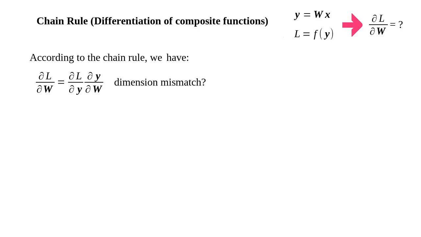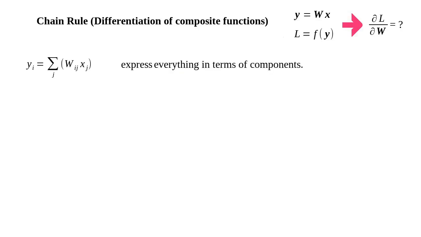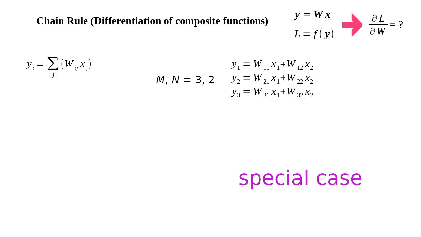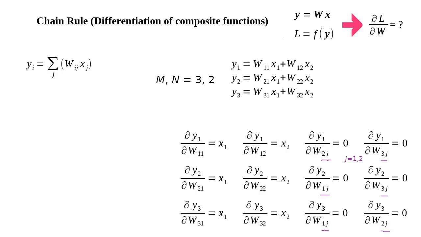Applying the chain rule, we get this equation. Alternatively, we can express the calculations in terms of components. With 3 elements in Y and 6 elements in W, there are a total of 18 combinations between Y and W. The formula presented here summarizes these combinations.